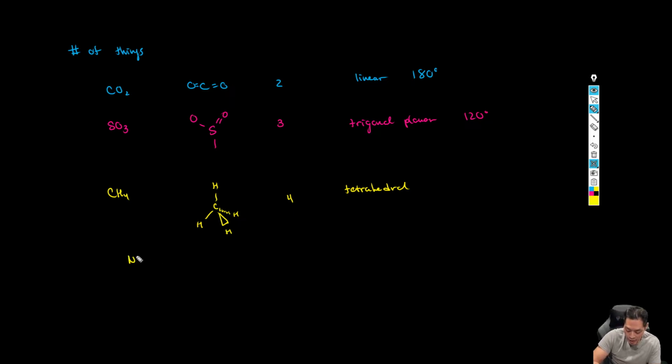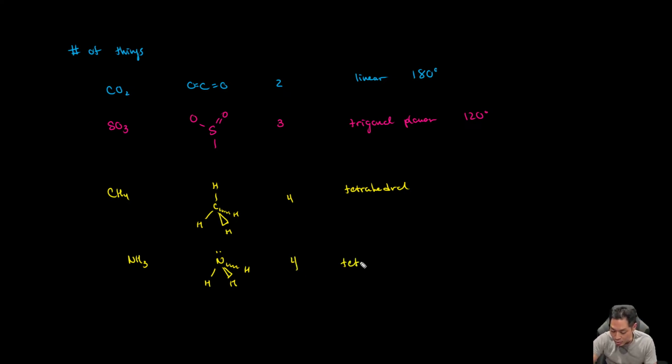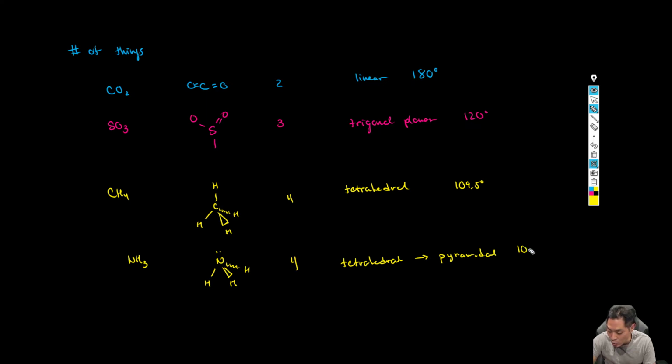You have NH3, which is still 4 things. But instead of another hydrogen up here, it's a lone pair. And because of that, it's still 4 things. It's still technically a tetrahedral. But it's a special tetrahedral because of the lone pair. So we're going to now call it also a pyramidal. And the lone pair, like I said, pushes a little bit more. So instead of 109.5 degrees, it is 107 degrees.